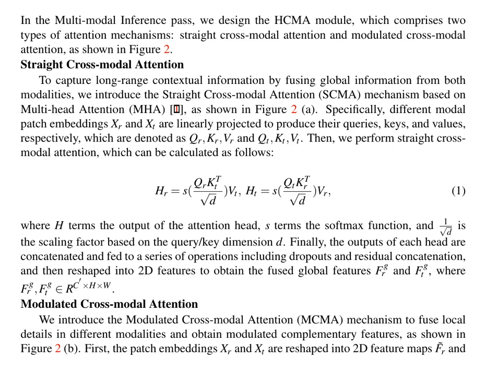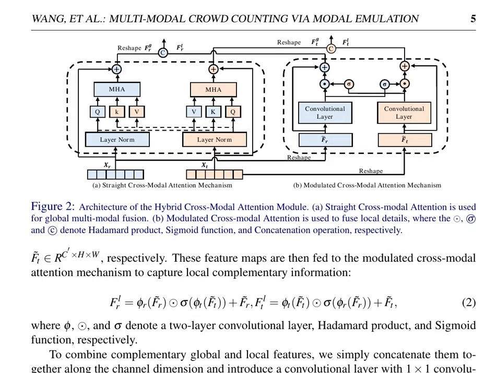This allows for the alignment of modalities, bridging the semantic gap between them. A loss function for modality alignment is employed to optimize this process. Through this 2-pass framework, the proposed model enables the integration of information from multiple modalities, facilitating more accurate and comprehensive understanding. The hybrid cross-modal attention module is a novel architecture comprising a straight cross-modal attention for global multimodal fusion and a modulated cross-modal attention for capturing local details.